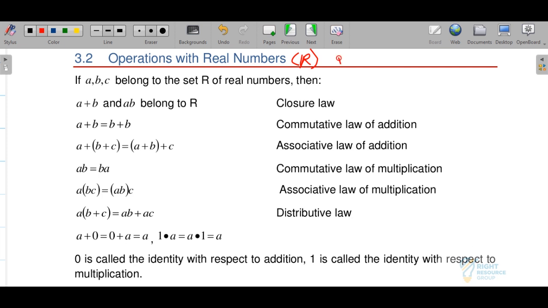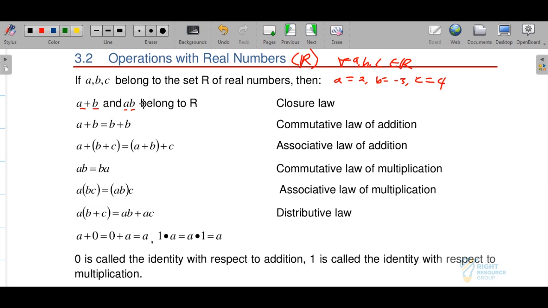So let's say for all elements A, B, C to be elements of real numbers, right? Then we have that A plus B and A multiplying B belong to R. In the general form, we are going to take A to be equal to 2, B to be equal to -3, and C to be equal to 4. We are going to use this for the rest of this to show that this is correct.